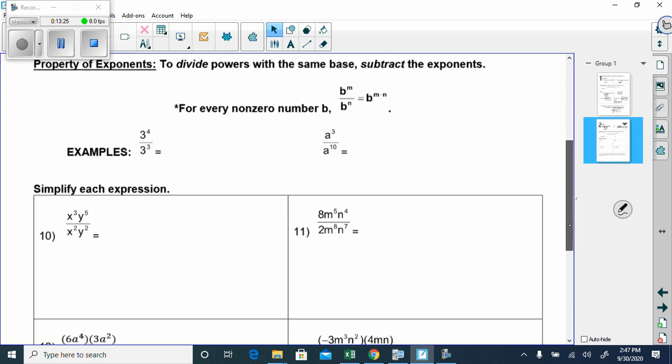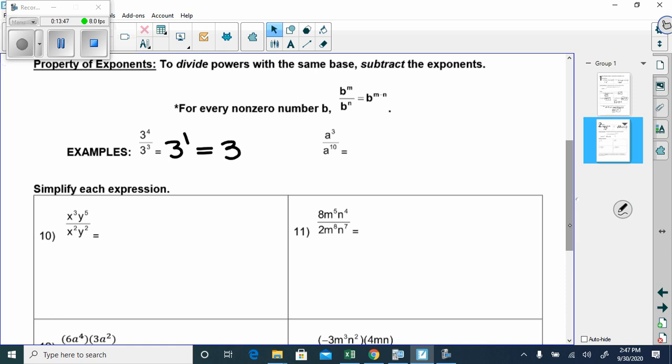Okay, so they give us an example of that here. We have this common base of 3, right? So I can subtract the exponents. What is 4 minus 3? 1. So I have 3 to the 1st, but do I really have to put that 1 there? It's an understood, so I can just have an answer of 3.